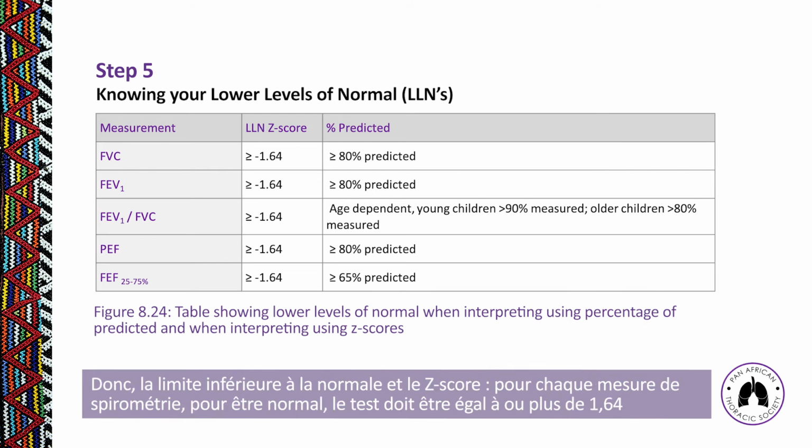So the lower level of normal and Z-scores: for every single measurement of spirometry to be normal, the test must be equal to or greater than 1.64 Z-scores.